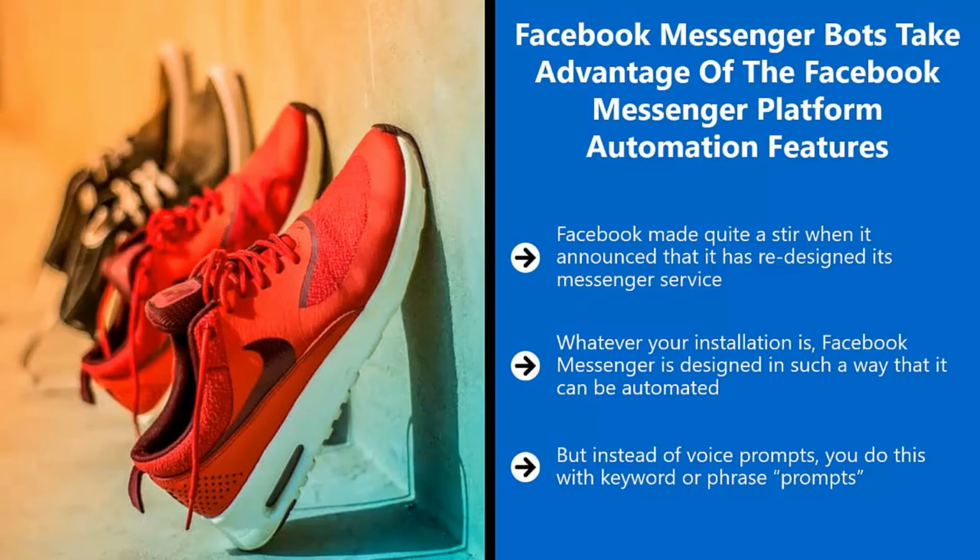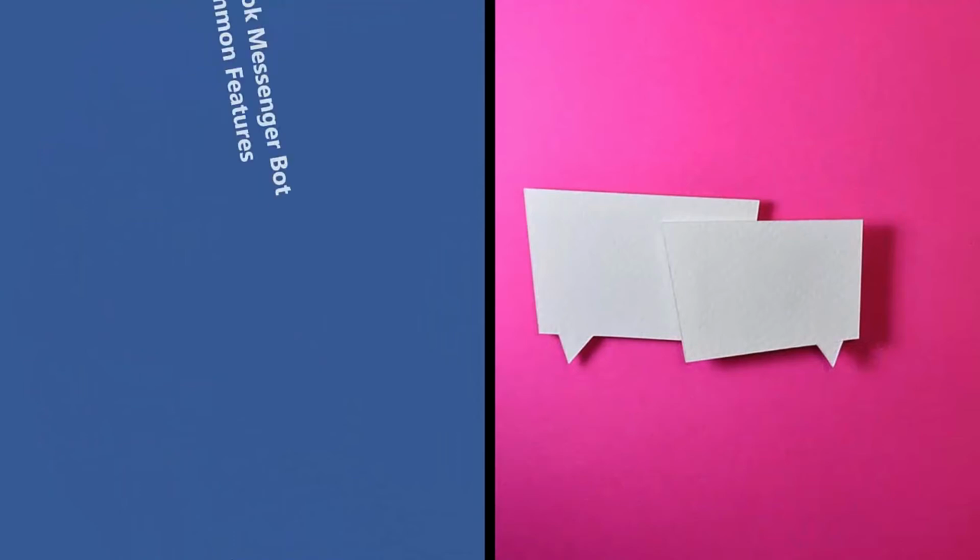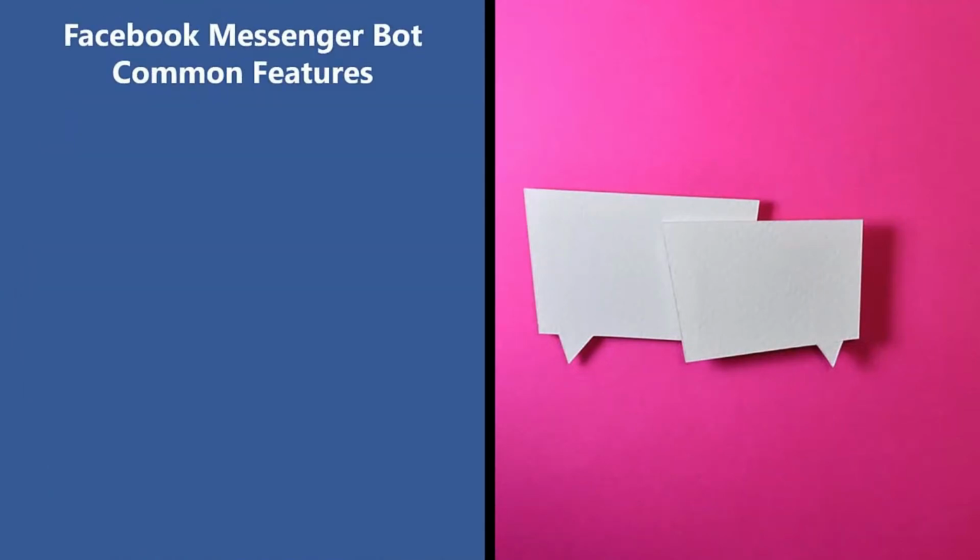For example, if you run an online shoe store and people are interested in Nike Air shoes with certain attributes, they can type in the brand name and the model or any other identifying information, and then you can set up your Facebook Messenger bot to give your prospective customer key information like availability, price, and variations that may be in stock. Facebook Messenger bot common features.